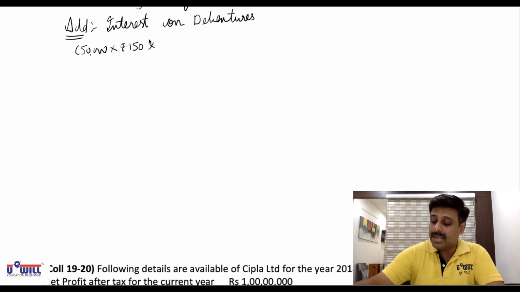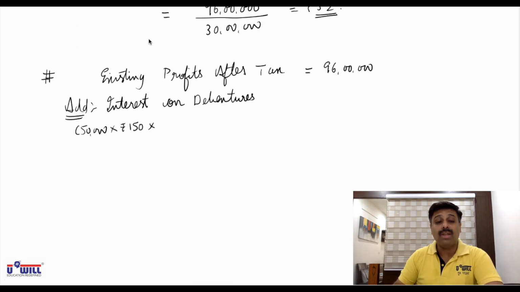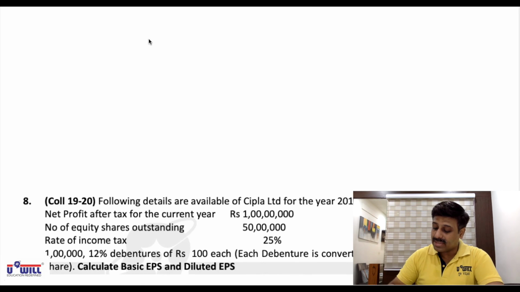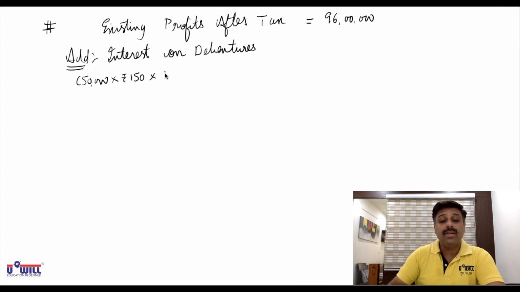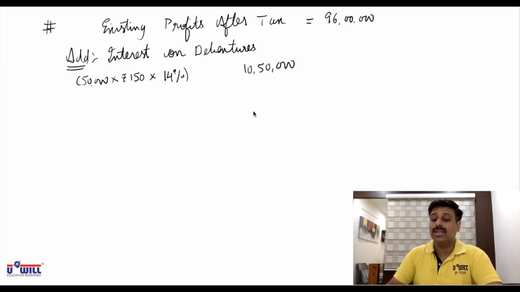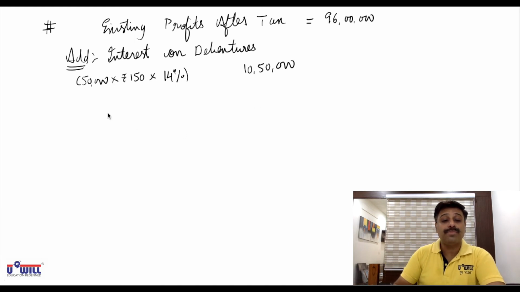50,000 debentures are there. 150 is the face value, means total value of debentures is 75 lakhs. On that they have to pay 14% interest. So that comes to 10 lakh 50,000 into 14% interest, 10 lakh 50,000. This company will not have to pay in future. So profits after tax will increase by this amount. But simultaneously, tax burden will also increase.